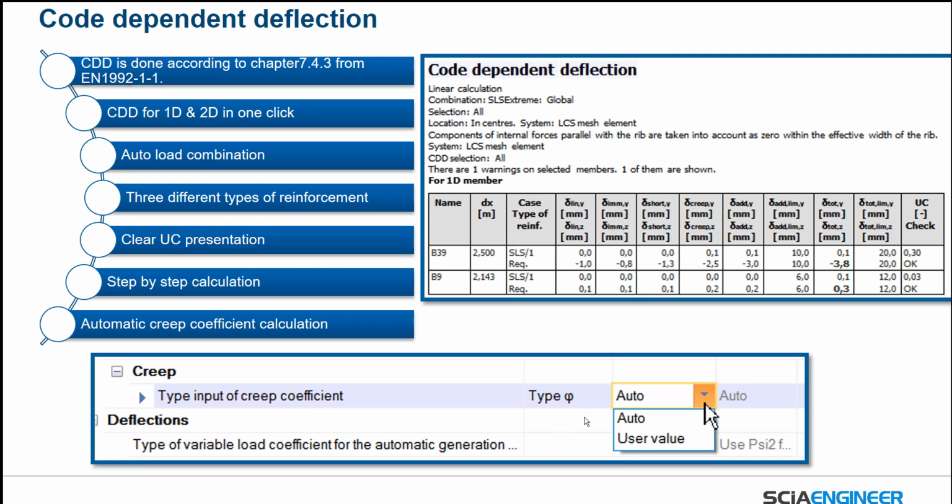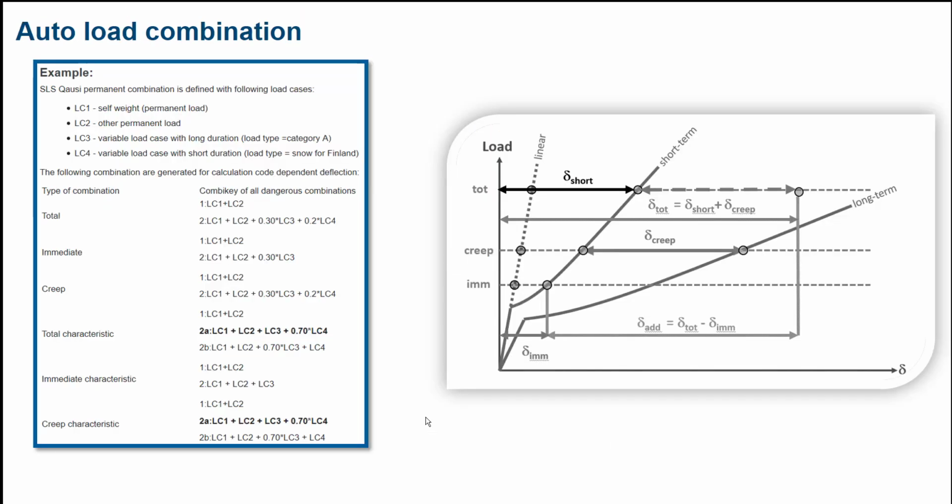Before going to SCIA Engineer here, I'm trying to mention to you that the calculation of the creep coefficient in this version is also automatic, just like in the past. Maybe someone will ask how we make the load combination in SCIA Engineer. What is required from you is just to define the load cases that you need in your project. Self-weight, permanent loads, and some variable loads.